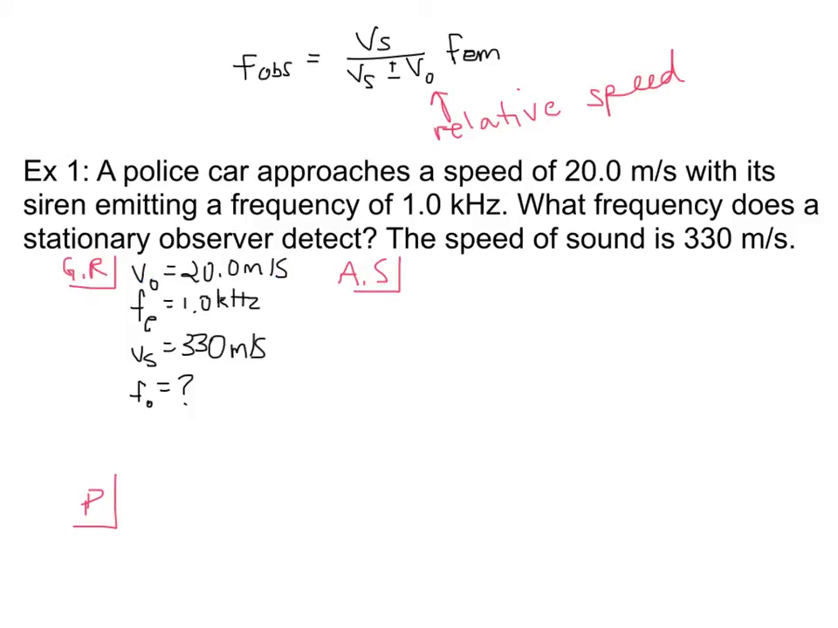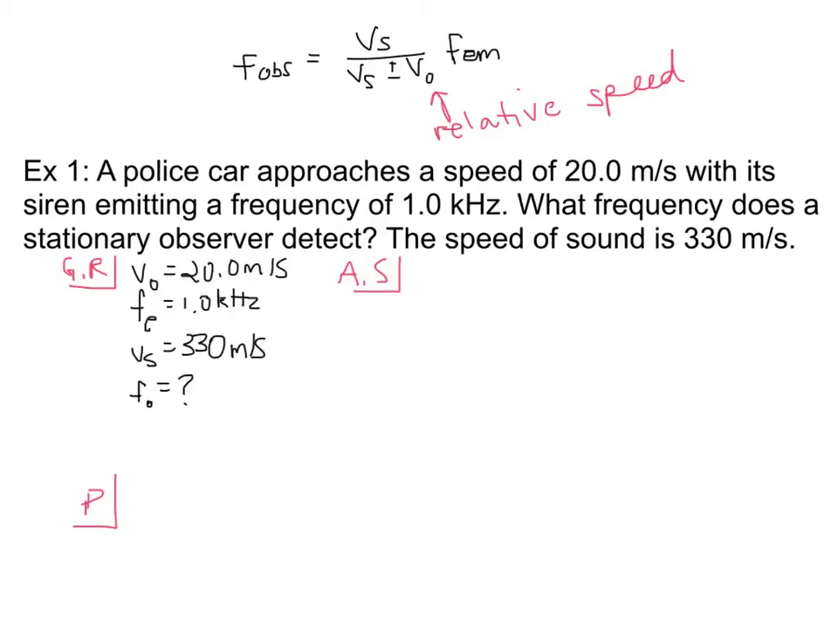We didn't actually have to do any calculating to get the relative speed, because we know that this observer is stationary, right? So stationary means that whatever speed this has is going to be the relative speed. If the observer was moving, then we'd have to do some calculation. But in this case, the relative speed is 20 meters per second. The emitted frequency is 1 kilohertz, and the speed of sound 330 meters per second.